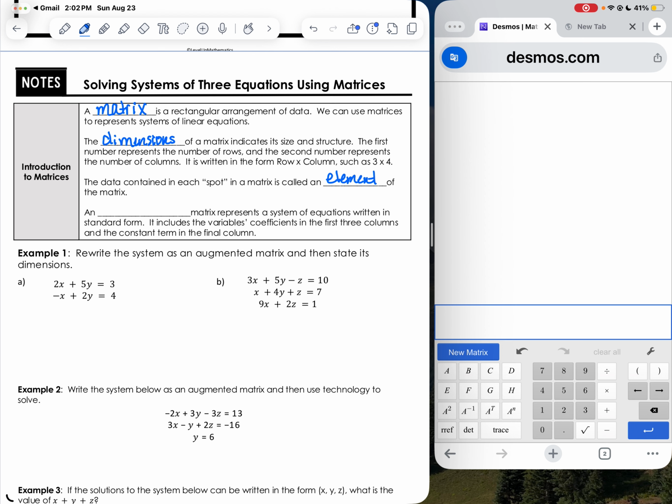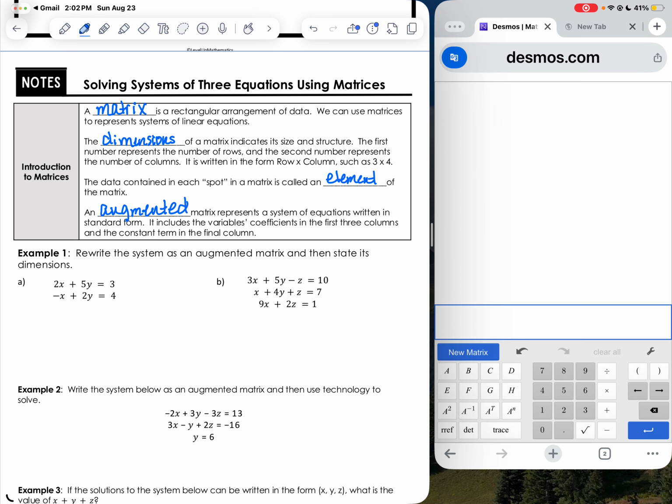Now, we have a special type of matrix we're going to use today to solve systems, and it's called an augmented matrix. And an augmented matrix represents a system of equations written in standard form. It includes the variable's coefficient in the first three columns and the constant term in the final column. So let me show you an example of what an augmented matrix would look like.